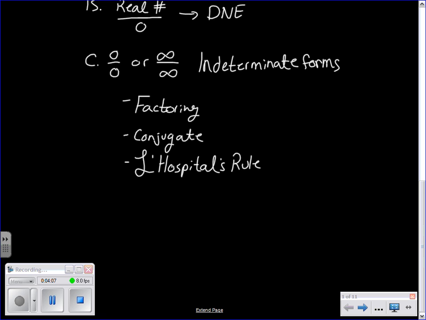So that's it for direct evaluation. All you're doing is taking the value that x is approaching, plugging it into the function, and seeing what comes out. If a real number comes out, that means that your function's limit exists. If you get a real number divided by 0, that means that more than likely your limit is not going to exist because you're approaching a vertical asymptote or another non-removable discontinuity. If you get an indeterminate form, more than likely your limit is going to exist, but you need to find that limit by factoring, using the conjugate, or applying L'Hopital's rule.